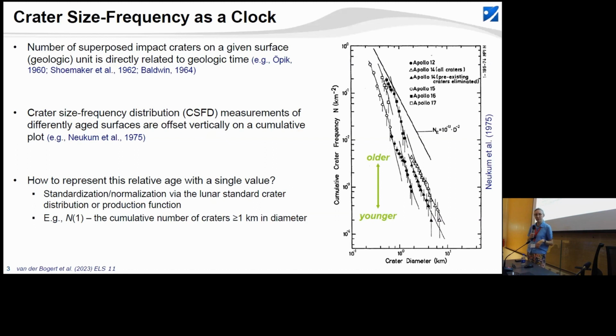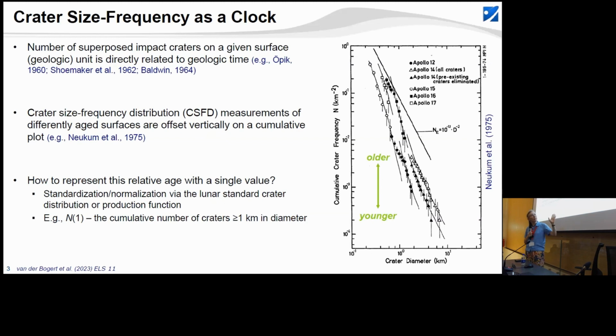Okay, so that's nice, but how can we represent this in a way that makes it easier to communicate this relative age difference? Well, we first have to standardize these curves. So we use a lunar production function. That's the size frequency of craters forming on the lunar surface, a standard shape that these curves should follow. And we can move that up and down to give us a reference and make sure that the crater size frequency distributions that we measured are consistent with each other.